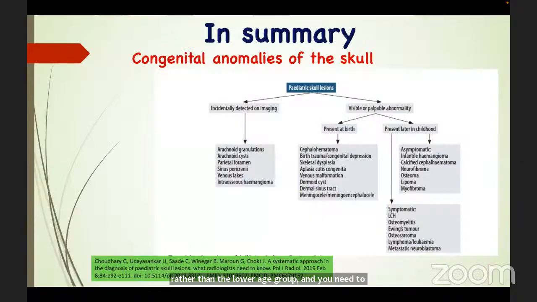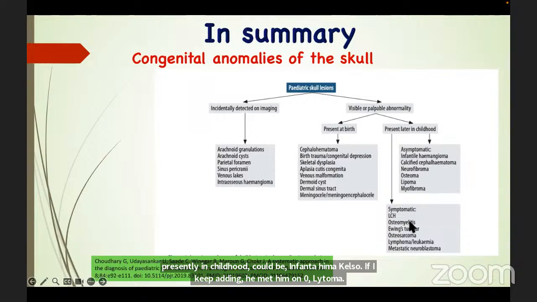So in summary, congenital anomalies of the skull can be divided as in this article, which is very good: incidentally detected on imaging, or visible or palpable. There could be granulations, arachnoid cysts, parietal foramina, sinus pericranii, venous leaks, intraosseous hemangioma. Present at birth could be Kefal hematoma, congenital depression, skeletal dysplasia, aplasia cutis, venous malformation, dermal sinus, meningocele, and cephalocele, anterior, posterior, wherever. Present later in childhood could be infantile hemangioma, calcified Kefal hematoma, neurofibroma, osteoma, lipoma, and the symptomatic ones like Langerhans cell histiocytosis, Ewing's, osteomyelitis, osteosarcoma, lymphoma, and metastatic.